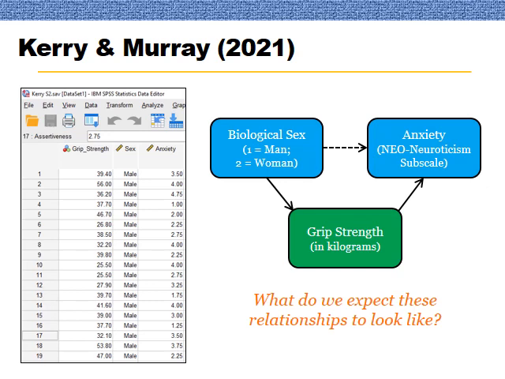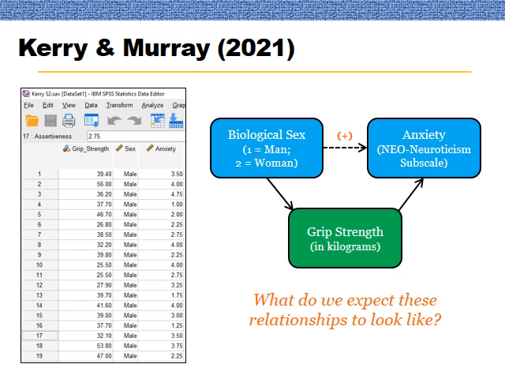What do we expect these relationships to look like? For sex, since man is coded as 1 and woman is coded as 2, we would expect a positive relationship. In other words, as sex increases, goes from 1 to 2, we would expect anxiety to increase as well, since generally speaking, women tend to have higher anxiety than men.